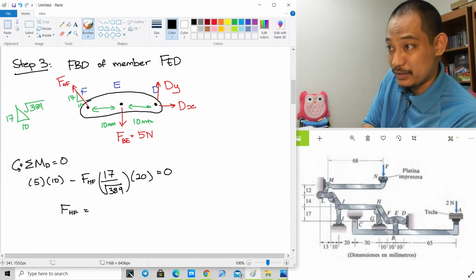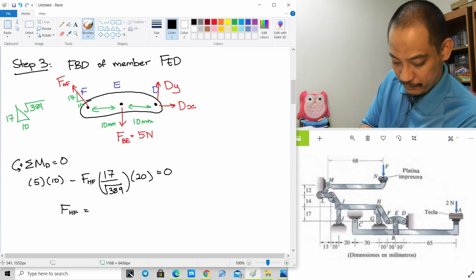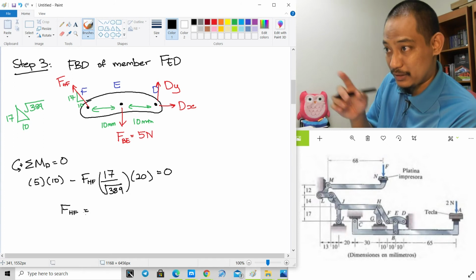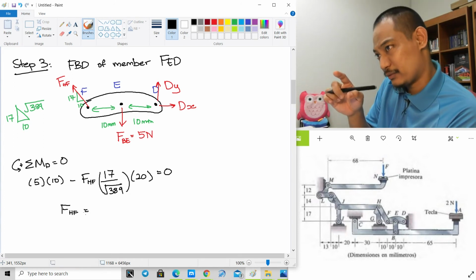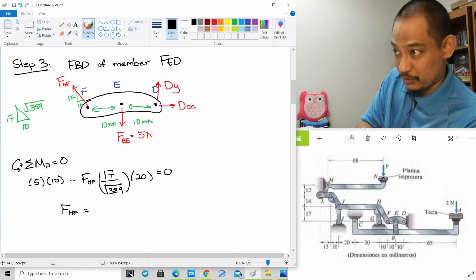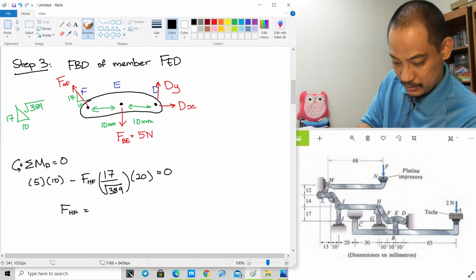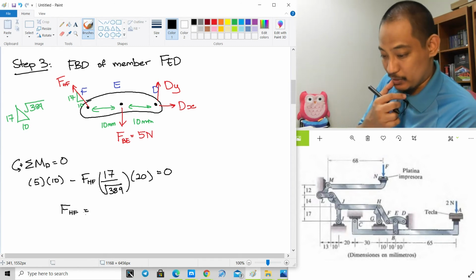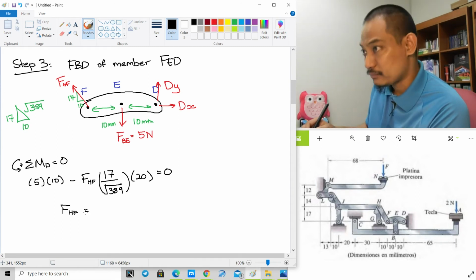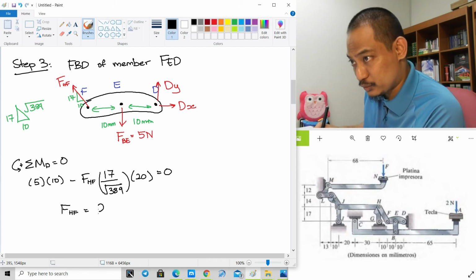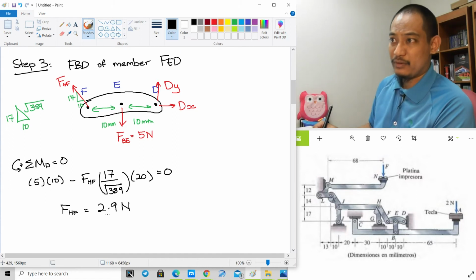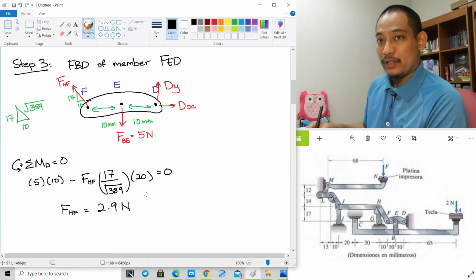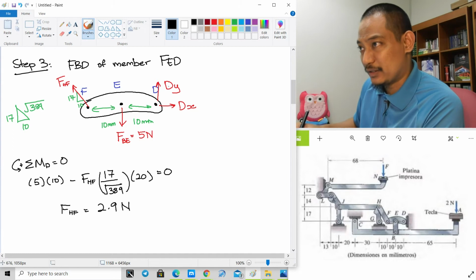So if we calculate that, 5 times 10 is 50, then divide by 20, then multiply by square root of 389, and then divide by 17. So you get 2.9 Newton for FHF. Now we need to calculate Dx and Dy.